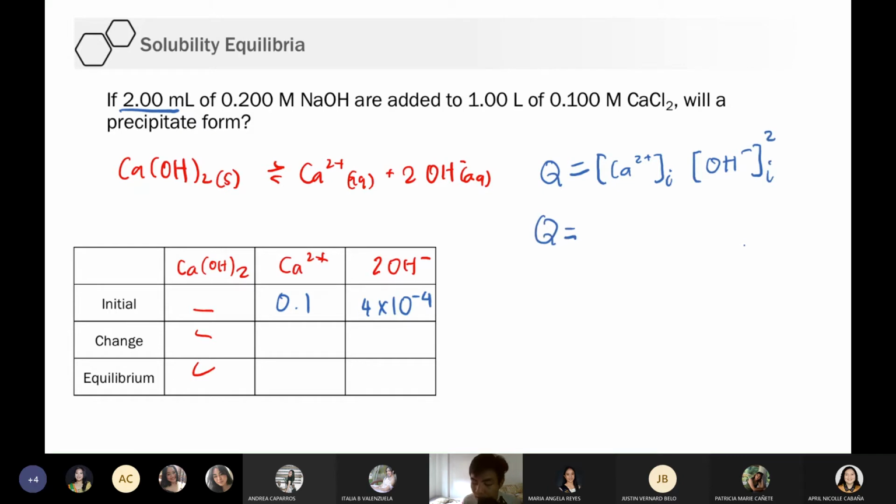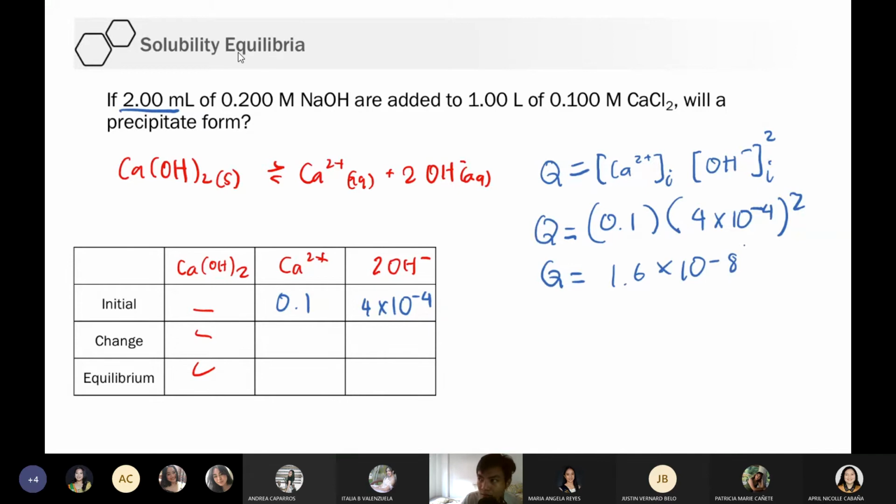So, what's the initial concentration of calcium? 0.1. For hydroxide, that's 4 times 10 raised to negative 4 and then squared. So we find out the value of Q is 1.6 times 10 raised to negative 8.